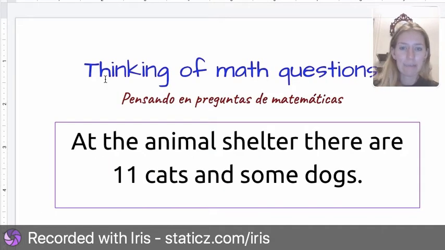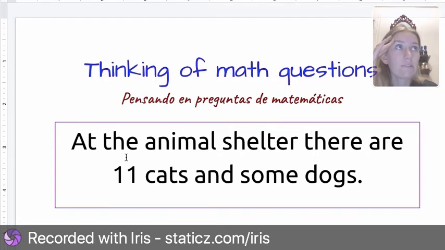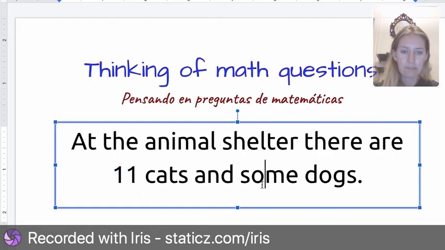So here's an example. In this story, at the shelter, there are 11 cats and some dogs. First thing I do, I summarize. Okay, so in this story, there's an animal shelter, they have some cats and some dogs. Number 2, I think about the quantities. So 11 is a quantity. Some is a quantity, and the units. In this story, the units are cats and dogs.